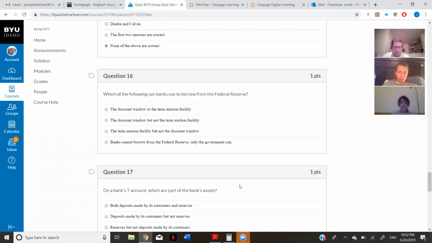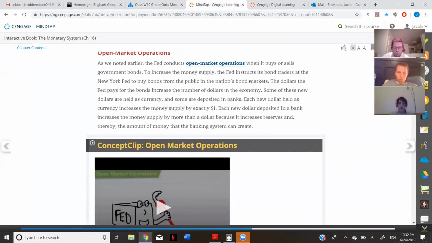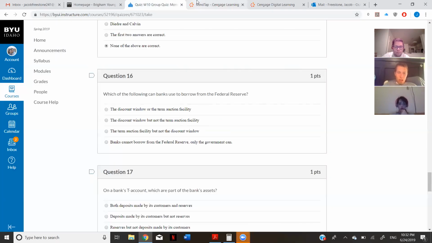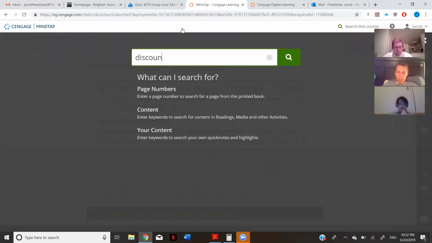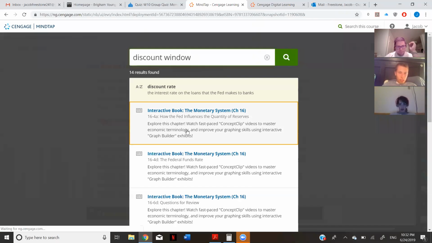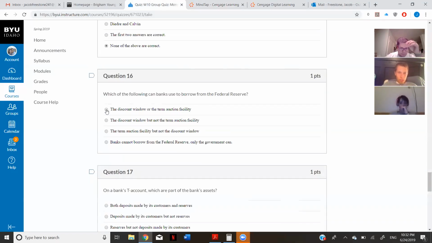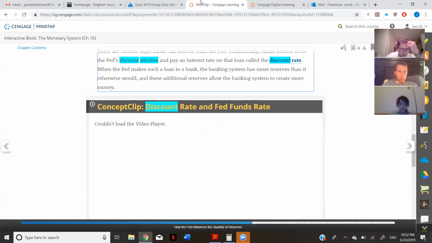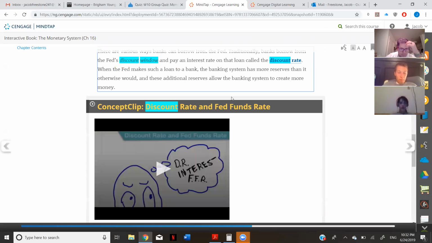Okay. Number 16. Which of the following can banks use to borrow from the Federal Reserve? This one I could not find anywhere. So. Right. I got that one. Where is it? I got A. I think that's what I guessed, but I didn't know. Yeah, I said A too. Okay. Let's just go with it.